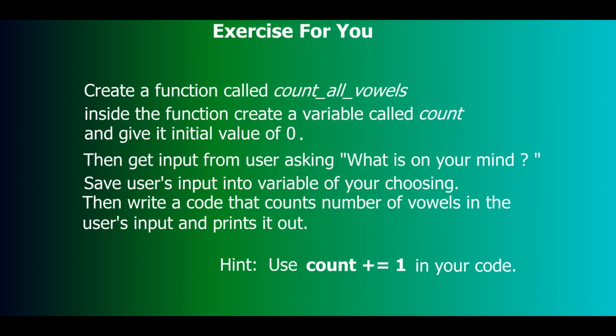And now, exercise for you, boys and girls. Create a function called count all vowels. Inside the function, create a variable called count and give it the initial value of 0. Then get input from the user asking what's on your mind. Save the user's input into a variable of your choosing. Then write code that counts the number of vowels in the user's input and prints it out. Just as a hint, use count plus equals 1 in your code.